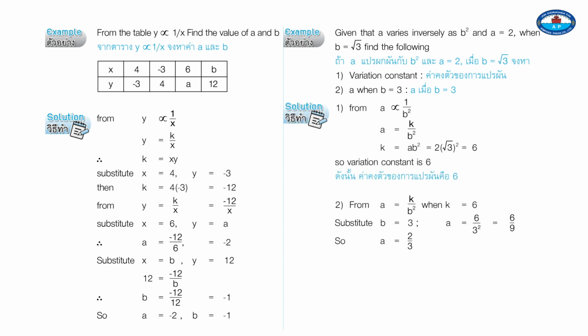Solution. 1. From A varies 1 over b squared, A equals K over b squared. K equals A b squared, equals 2 times square root of 3 squared, equals 6. So variation constant is 6. 2. From A equals K over b squared, where K equals 6. Substitute B equals 3; A equals 6 over 3 squared equals 6 over 9. So A equals 2/3.